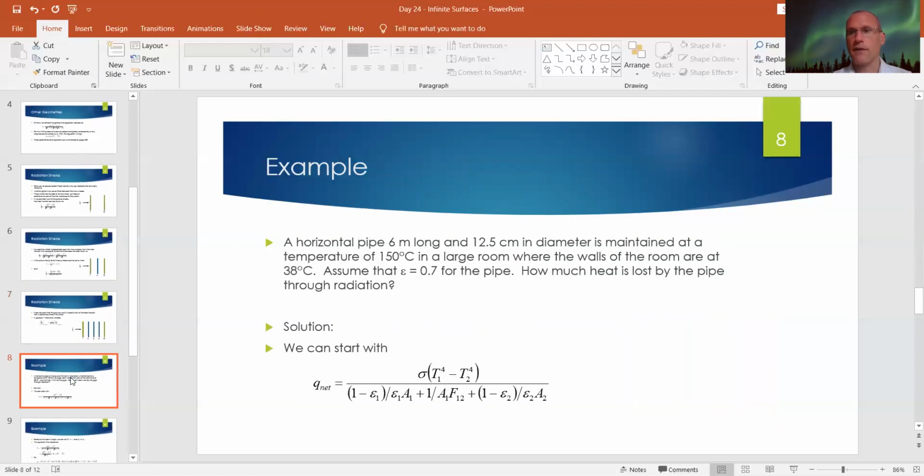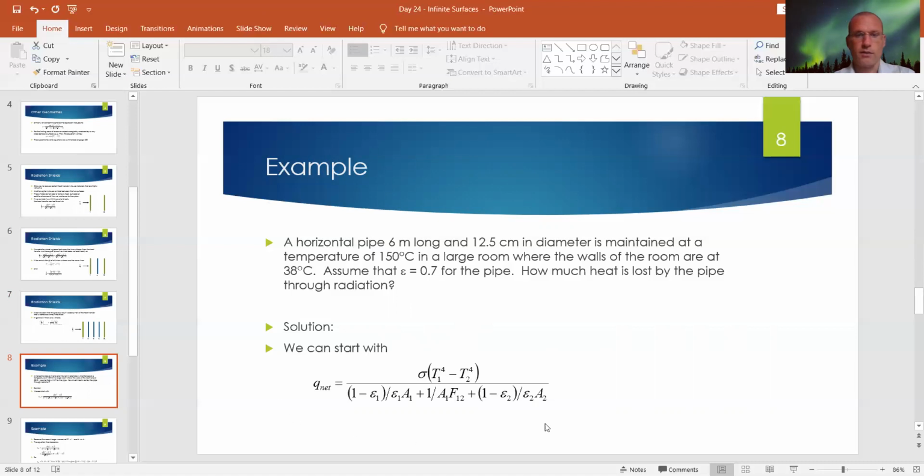A couple examples. Have an example for the infinite surfaces, another example for the shields. So first up, the infinite plates. I have a horizontal pipe, 6 meters long, 12.5 centimeters in diameter, maintained at 150 degrees in a large room, with the walls of the room at 38 degrees Celsius. So again, basically I have this cylinder inside my room. I'm assuming I have this really, really large room around it. Epsilon 0.7 for the pipe. How much heat's lost through radiation by the pipe?